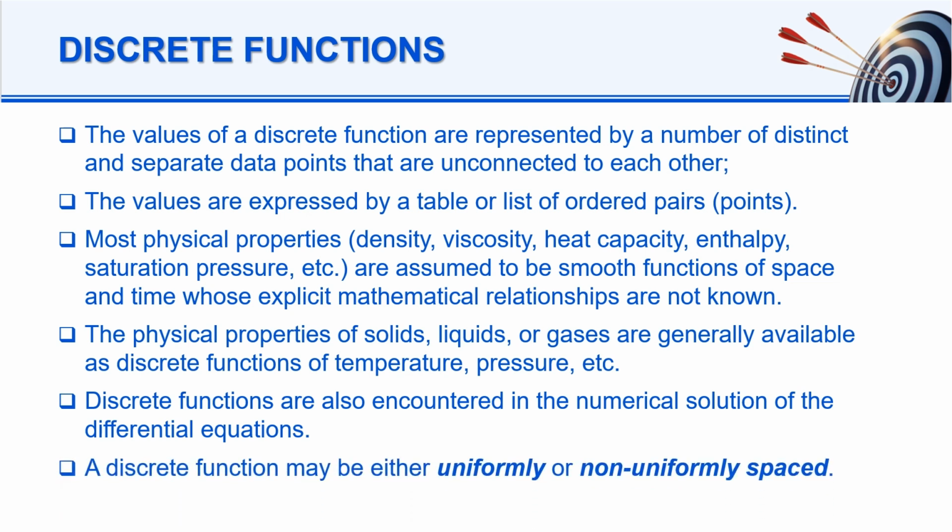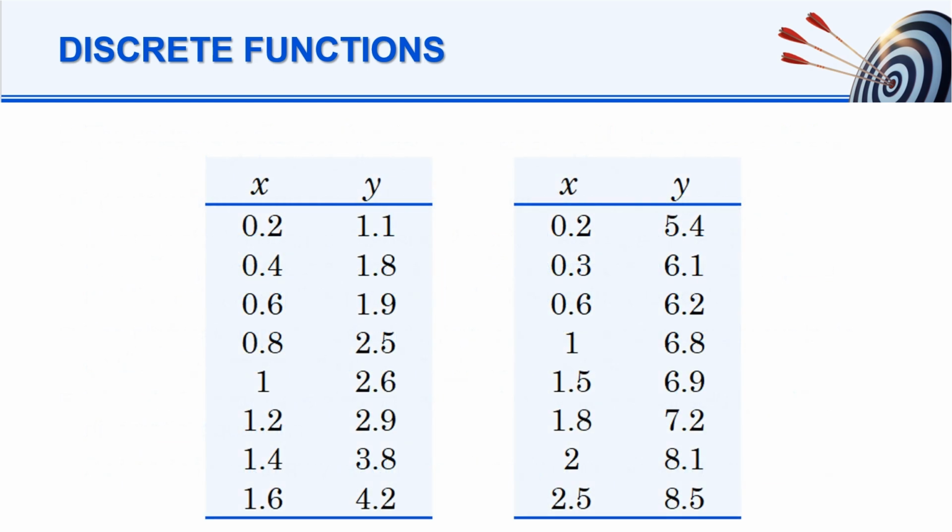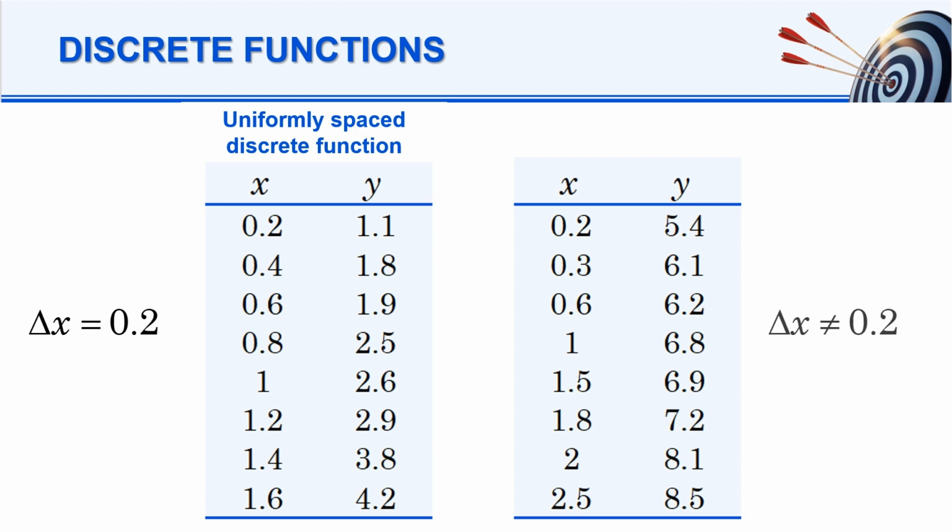A discrete function may be either uniformly or non-uniformly spaced. Data collected, usually with digital instruments, are sampled at equal intervals, which gives uniformly spaced discrete data sets. While it is desirable to perform experiments for uniformly spaced variables, the analyst may be forced to obtain non-uniformly spaced data due to technical difficulties.